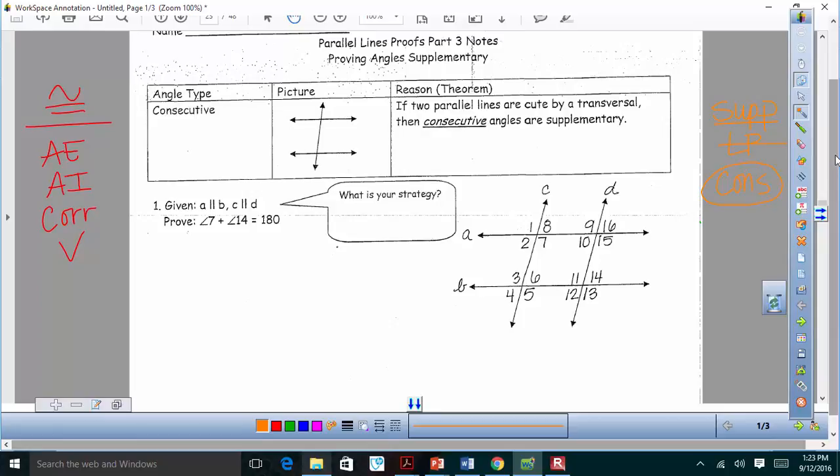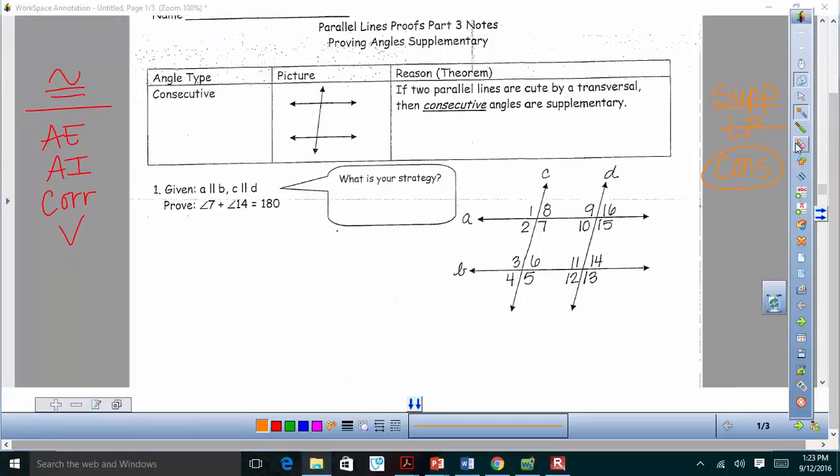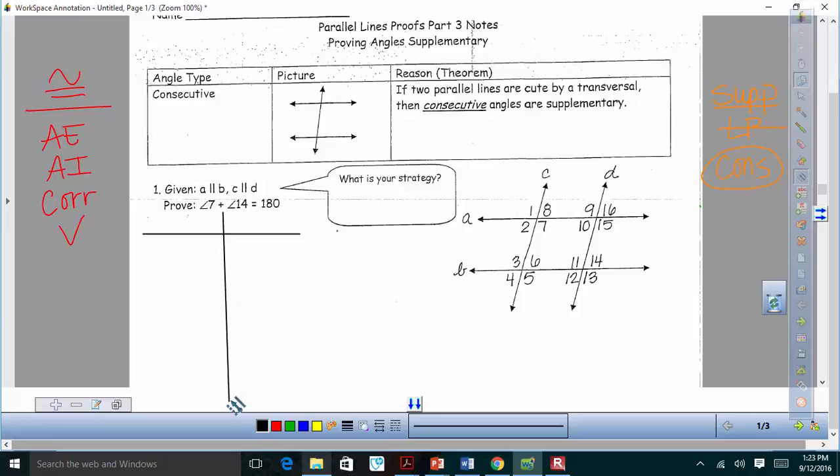So what was the first thing that we wanted to draw when doing our proofs? Okay, my chart with statements and reasons. So go ahead and draw your T-chart. Label statements. And then our reason. How many steps have we had? 4. So we're going to do the same thing again. We're going to have 4 steps.